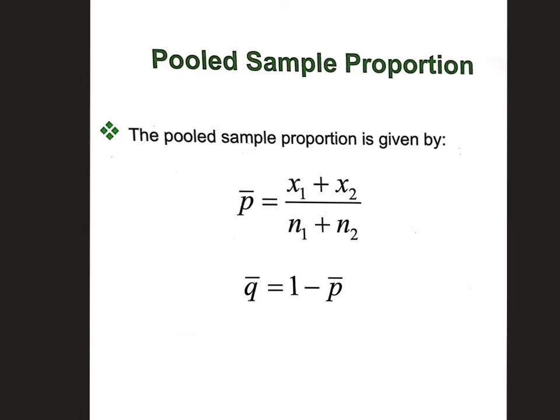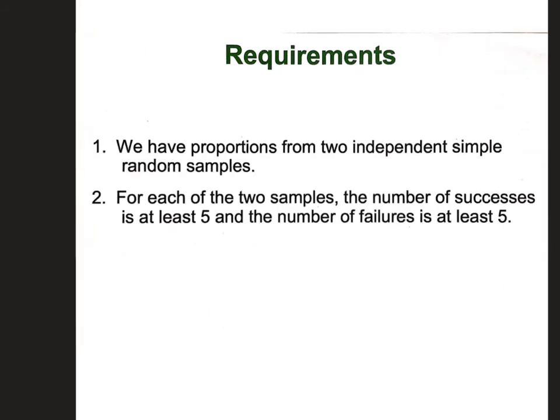Pooled sample, this is a new one. If you see P bar, that means the pooled sample proportion. All we're going to do is combine the two samples together. We add the successes and the successes over the sample size and the sample size, and that gives you the pooled sample proportion. Pooled, P-O-O-L-E-D. And Q bar is going to be 1 minus P bar, just like Q hat is 1 minus P hat.